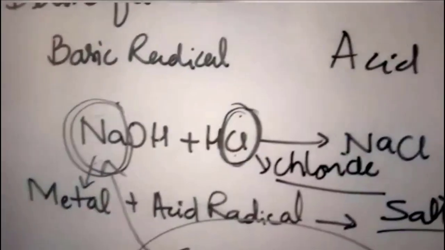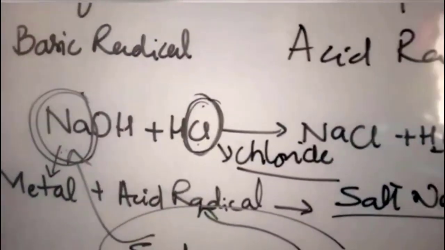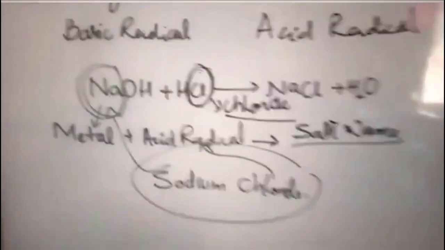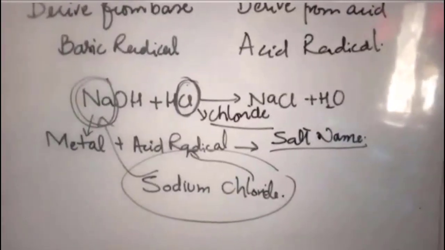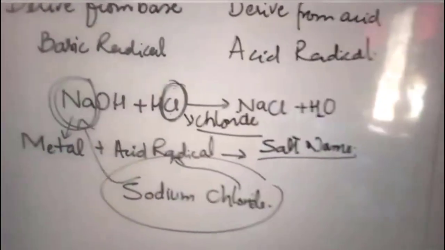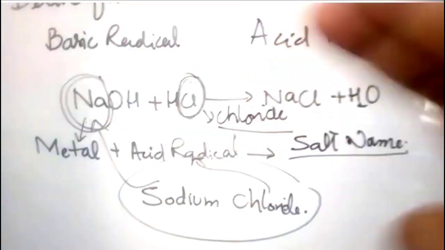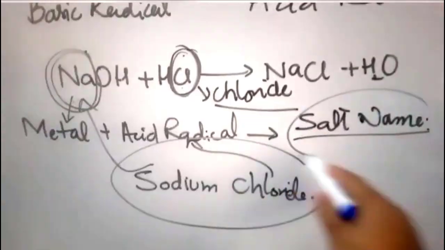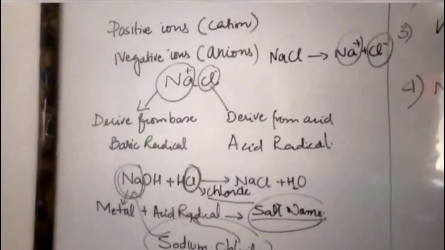Sodium is derived from the metal part and chlorine is the acid radical. So this is the way to write the name of a salt. Metal plus acidic radical is equal to the salt name. Okay. Done. I'm hoping you have understood all this.